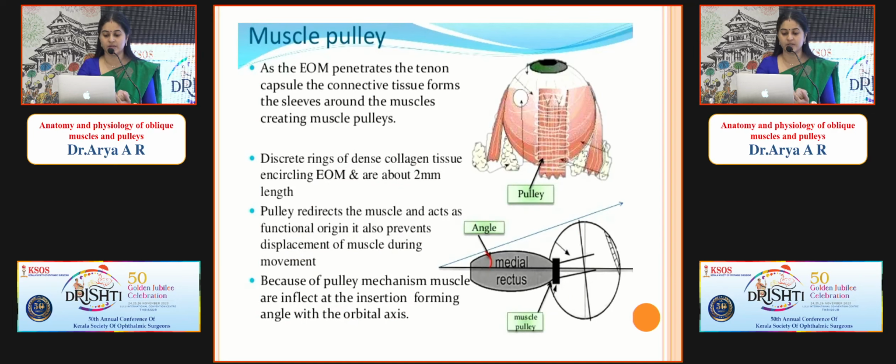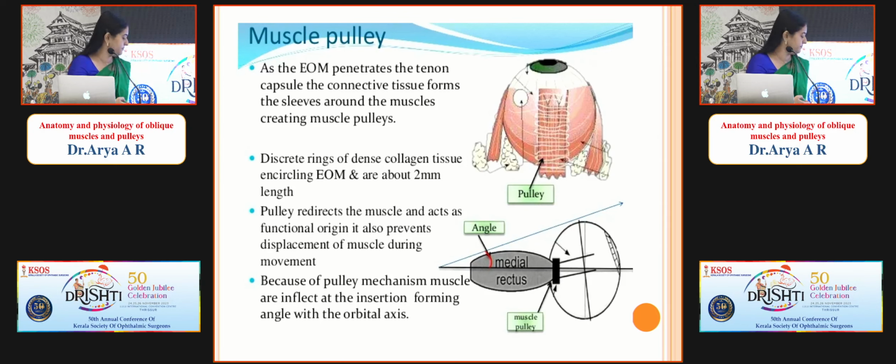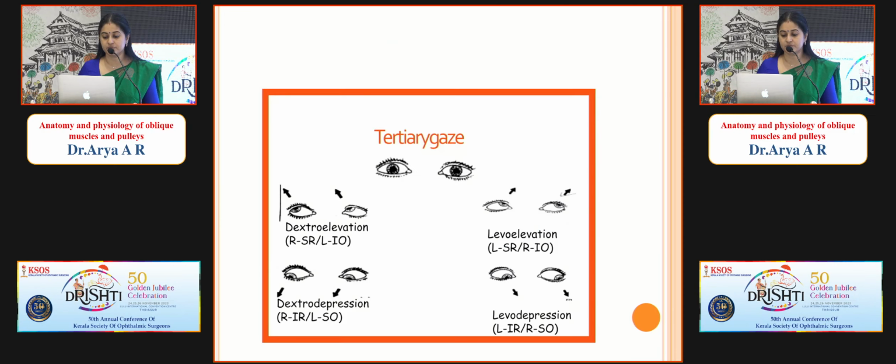Now coming to what these muscle pulleys are. As the extraocular muscle penetrates the Tenon's capsule, the connective tissue forms sleeves around the muscles, creating muscle pulleys. These are discrete rings of dense collagen tissue encircling the extraocular muscles, and they are about 2 millimeters in length. The pulley redirects the muscle and acts as a functional origin. It also prevents displacement of the muscle during movement.